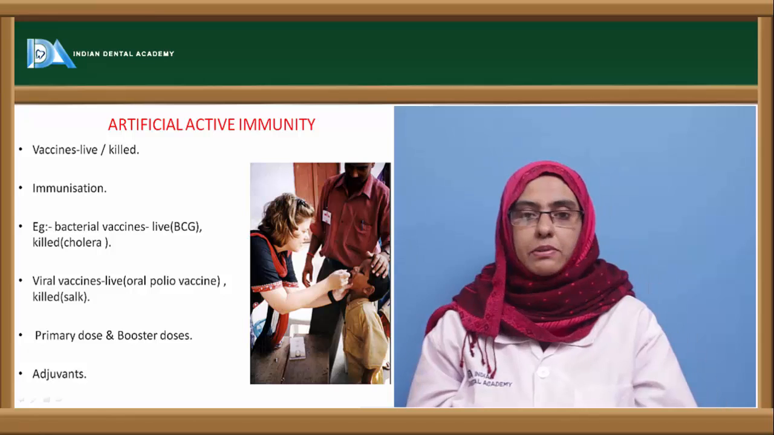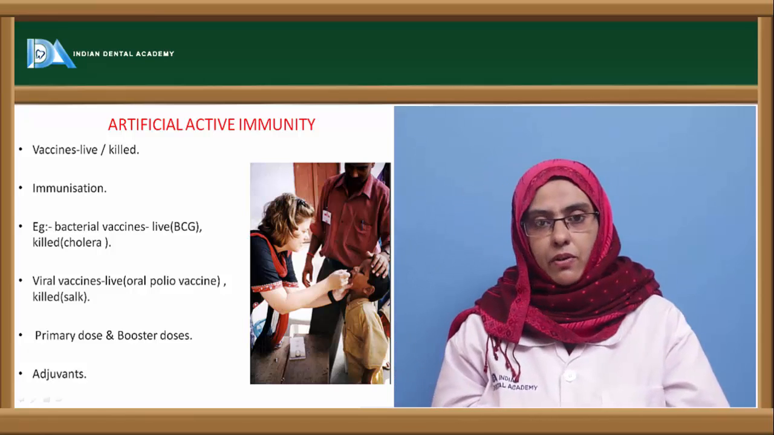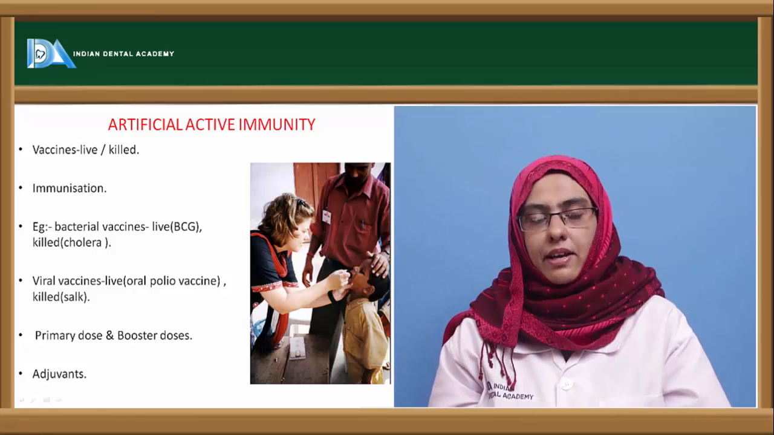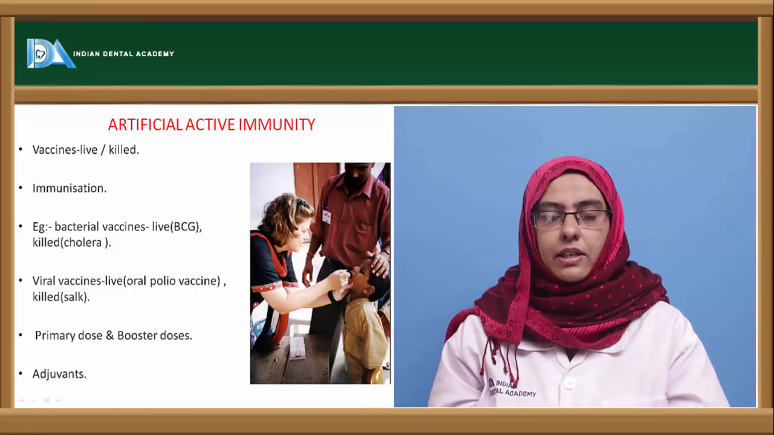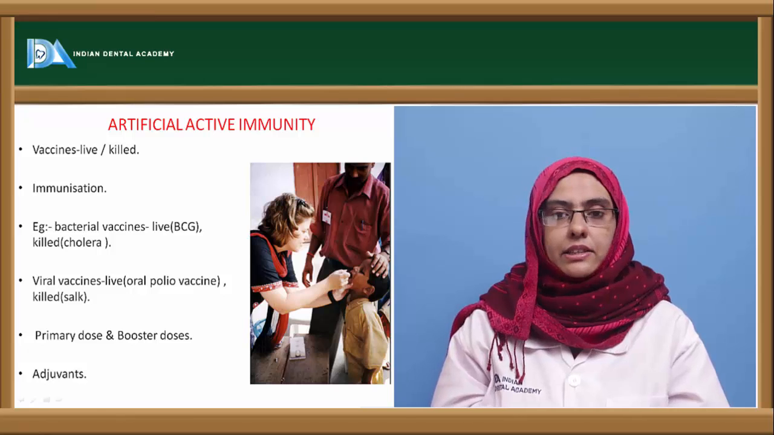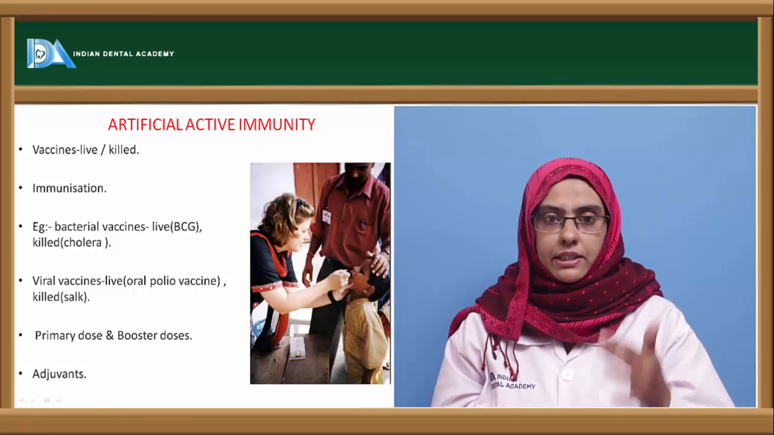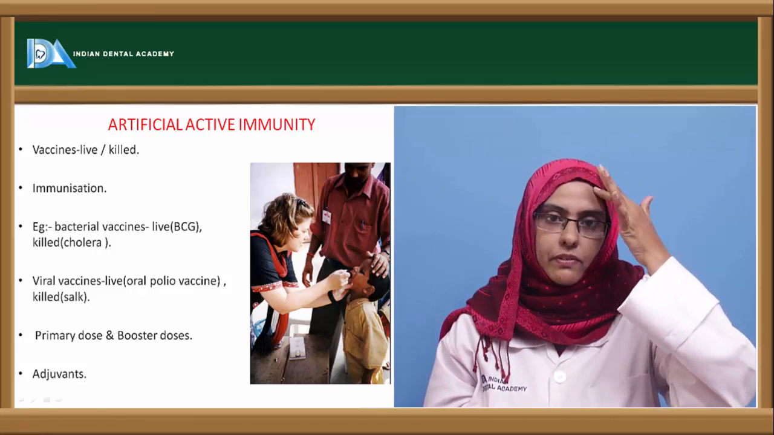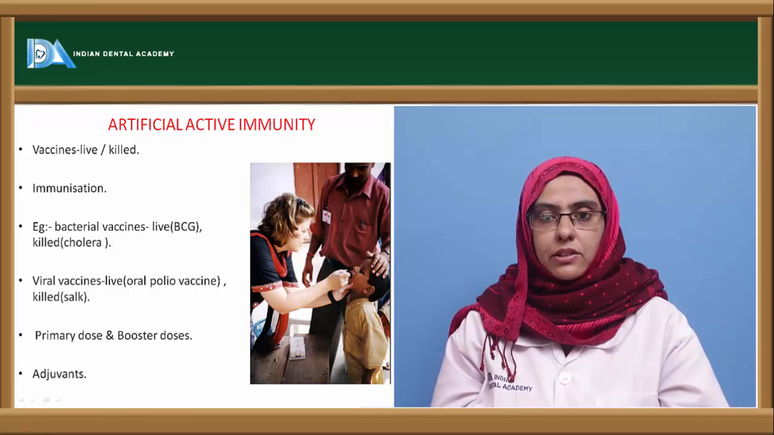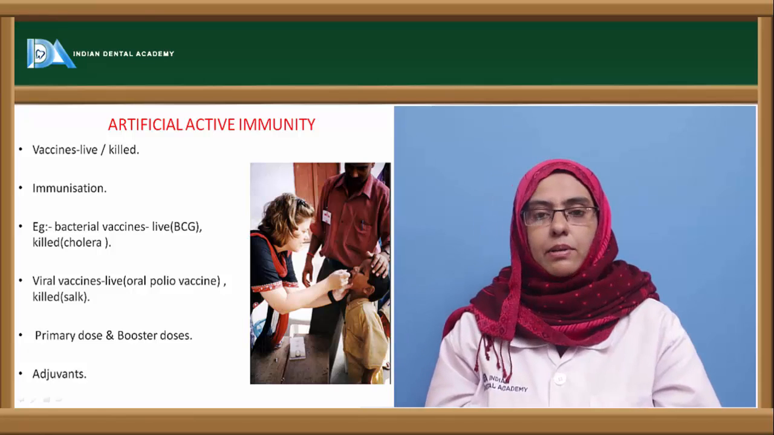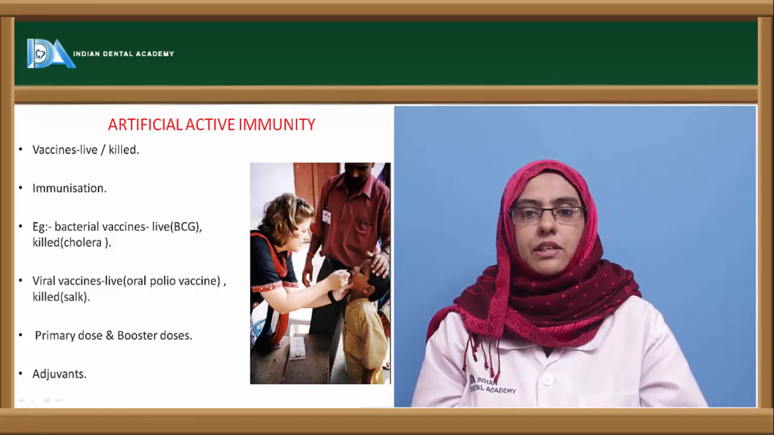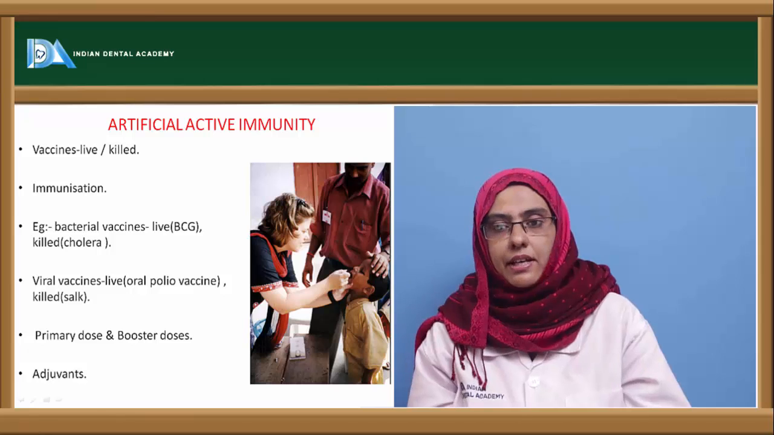And we have different types of vaccines for different types of organisms, such as bacterial vaccines and viral vaccines. Take bacterial vaccines, for example: they are live vaccines and killed vaccines. In the live vaccine, we remove the antigenic character, but we do not kill the organism. But in the case of killed vaccines, the organism is killed, but it has the ability to induce the immune response. Take for example the cholera vaccine, which is a killed vaccine.